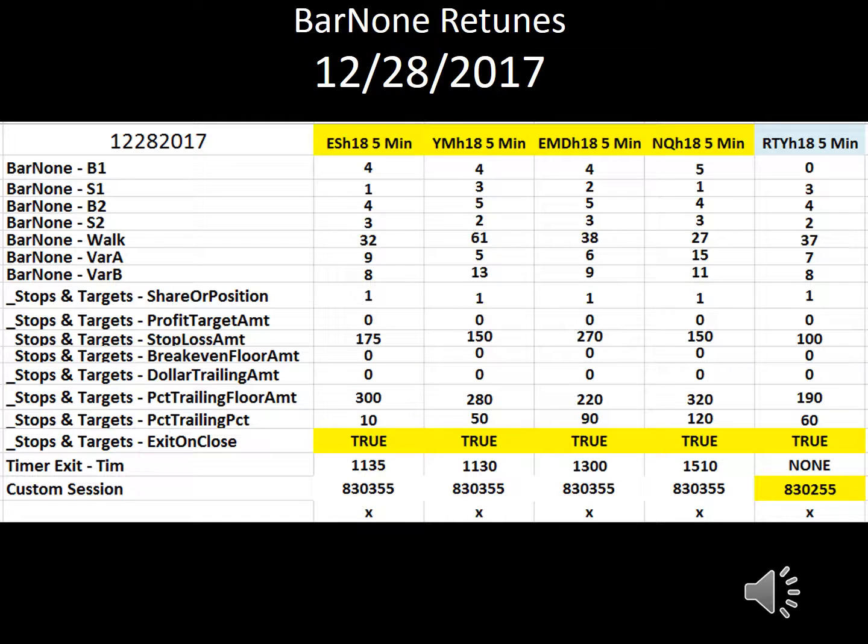Okay, this is the last table of settings. This is the bar none retunes, and it's pretty well self-explanatory, just like the others. Again, though, if you have a problem putting the inputs in, or if you feel that you aren't getting the right numbers, just shoot me an email and a TeamViewer, and I'll be glad to do it for you. No problem at all.